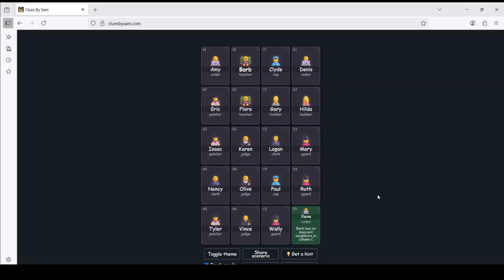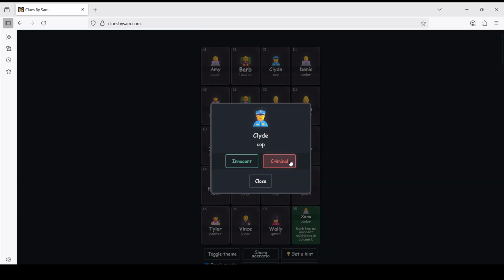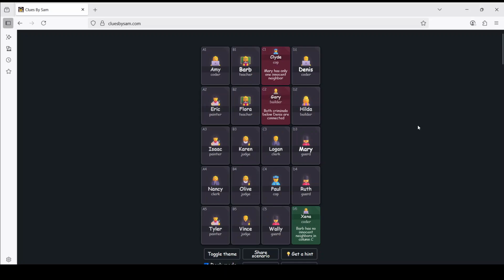Row 5 is Tyler the painter, Vince the judge, Wally the guard, and finally Xena the coder, who also has our first clue for us. And this clue is Barb has no innocent neighbors in column C. So Barb is B1, and that means she has 2 neighbors in column C, Clyde in C1 and Gary in C2. So both of those have to be criminals, because there are no innocent neighbors for Barb in column C.